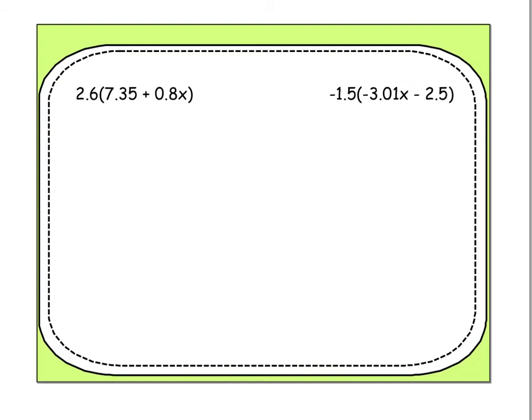Moving on to the next slide, we have decimals, which doesn't change anything. We're looking to see who wants in the party. In this case, you can use a calculator. So 2.6 wants into the party. To get in, 2.6 has to shake hands with 7.35, and 2.6 has to shake hands with 0.8x. So I'm using a calculator here, that's why I'm doing this so fast.